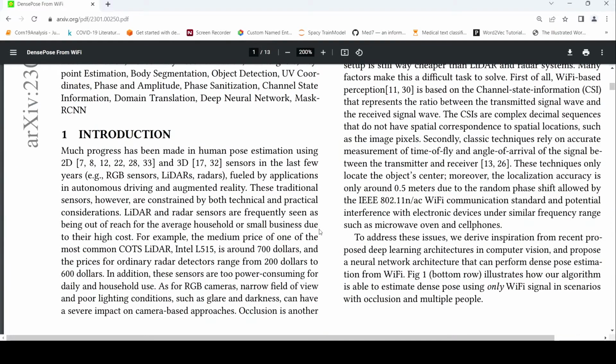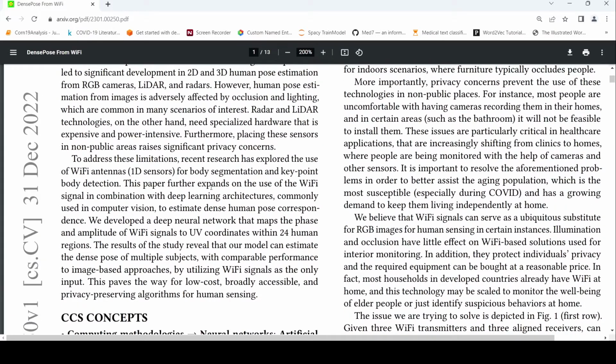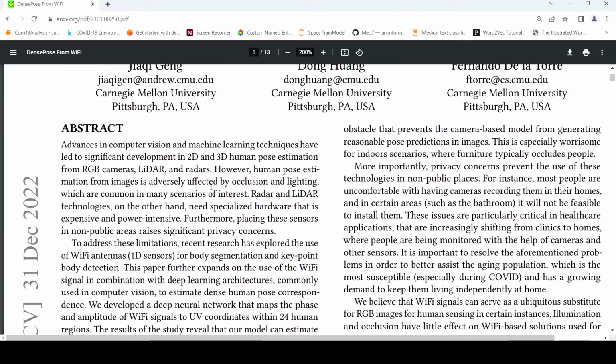Previously also there were publications on using Wi-Fi to detect the presence of humans in a room. But this is about dense pose estimation. So let's look into how they are doing this, at a very high level.